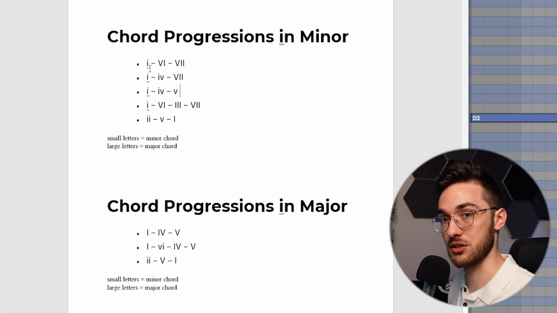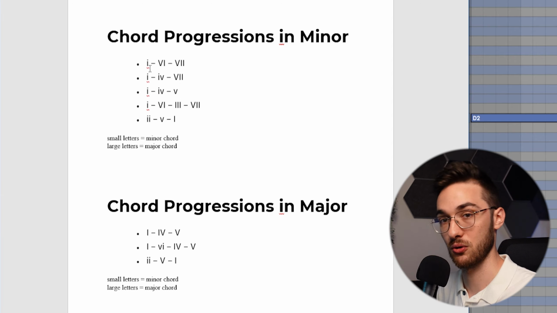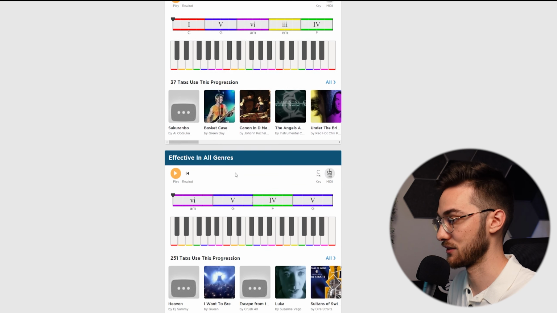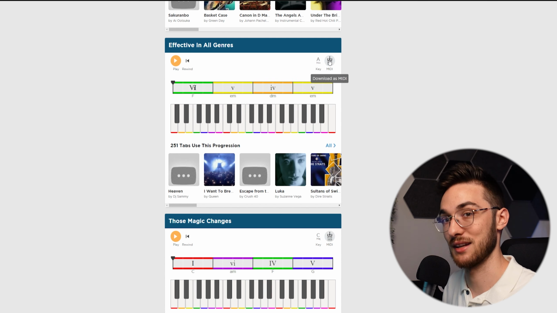And I've also created a cheat sheet. You can download it in the link down below that illustrates a few different chord progressions that you can use in the minor and major scale. Other than that, you can always visit the site hooktheory.com and it will always generate you a variety of different chord progressions. As you can see here, you can also change the scale at any time to minor, and you can download the MIDI and edit it afterwards.